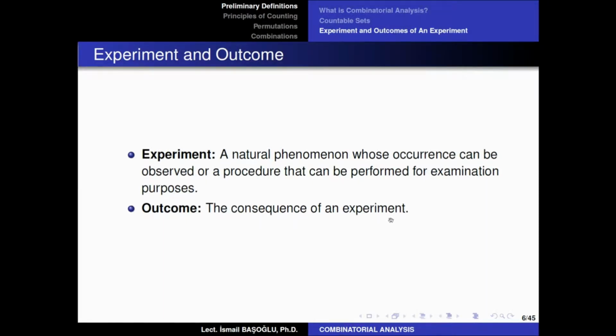Now, let's talk about the outcome. Outcome is the consequence of an experiment. For example, if you observe the weather condition tomorrow, if it rains, then the raining event is going to be the outcome. Or if it is going to be sunny, we will say that the outcome is sunny weather. Or if you take a test which consists of 20 questions, and if you solve 17 of them, then you will say that my outcome is 17. So outcome is the consequence of an experiment.